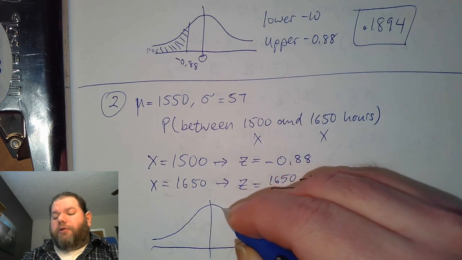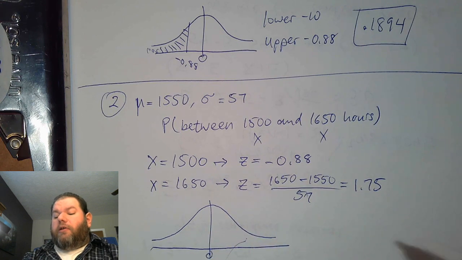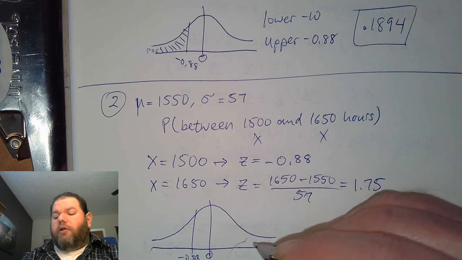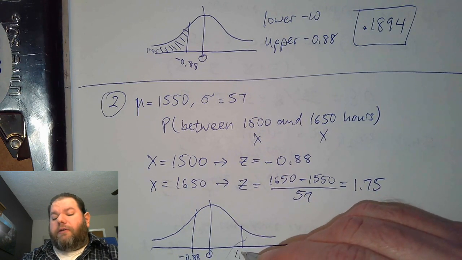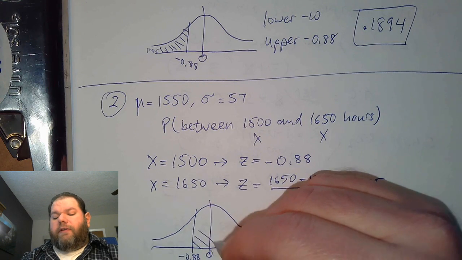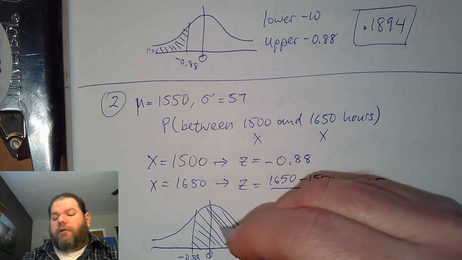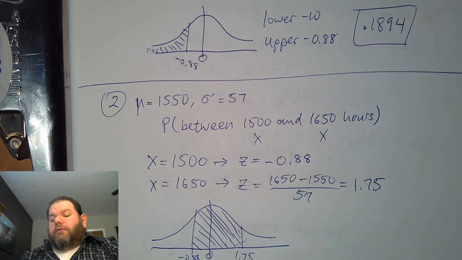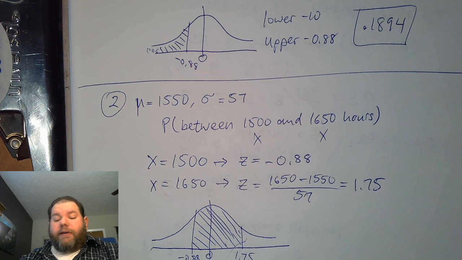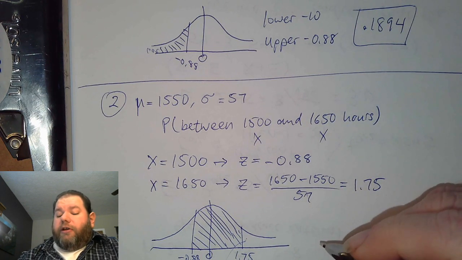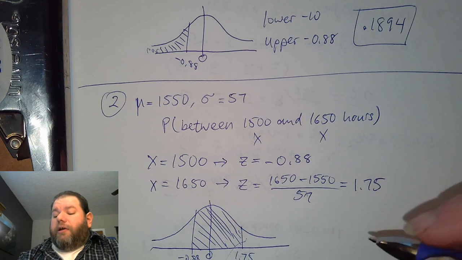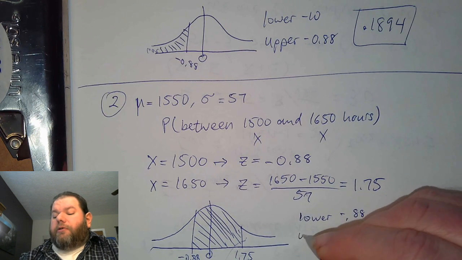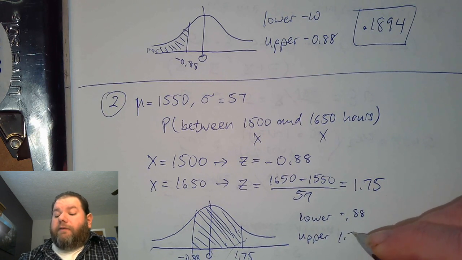But drawing up our curve, negative 0.88 is to the left. 1.75 is further to the right. Again, this part doesn't have to be perfect. This is just for illustrative purposes, what it is that we're looking at. It looks like a pretty significant area, so we should get a relatively large number here. So our lower bound is negative 0.88 and our upper bound is 1.75.